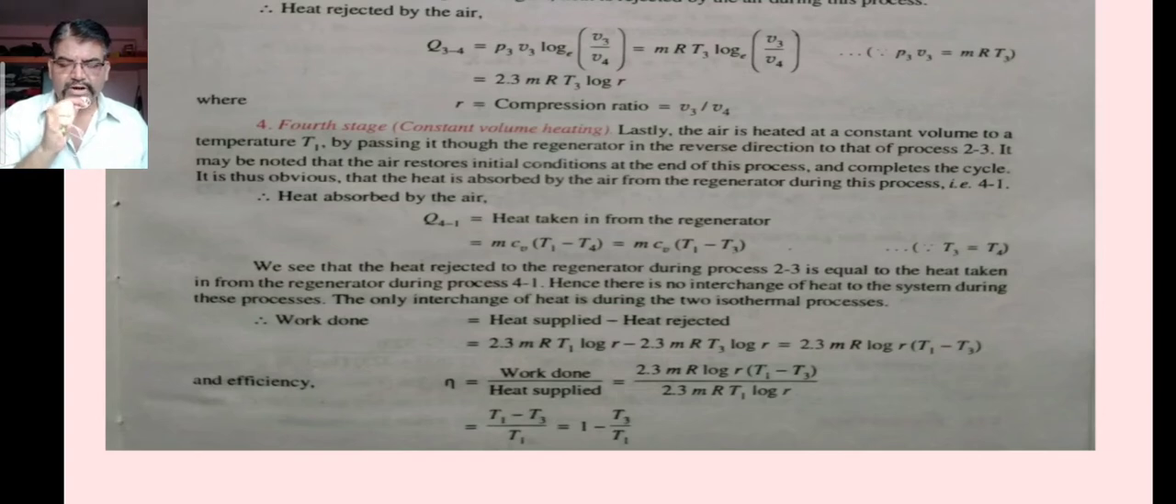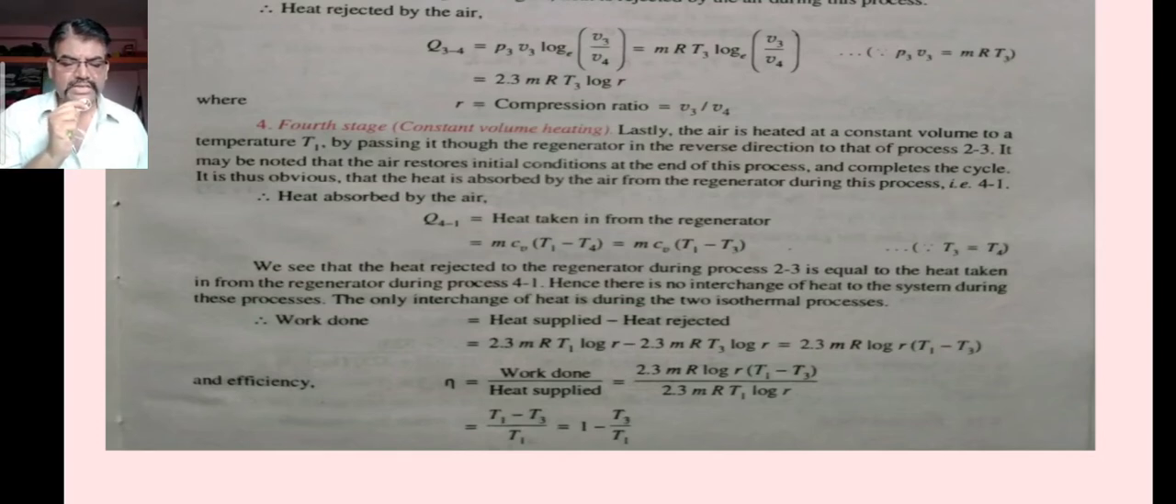Efficiency is given by work done divided by heat supplied. As we have calculated, work done is 2.3 mR log R (T1 minus T3), divided by 2.3 mR T1 log R. Therefore what remains is (T1 minus T3) divided by T1, or we can write 1 minus T3 upon T1. So T1 is the higher temperature, T3 is the lower temperature.